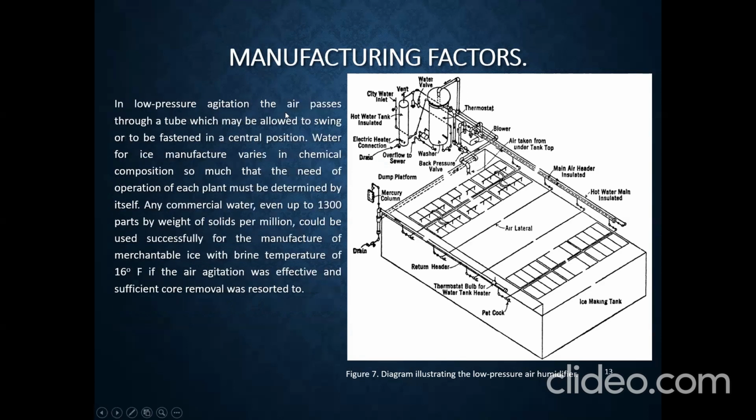In low pressure agitation, the air passes through a tube which may be allowed to swing or be fastened in a central position. Water for ice manufacture varies in chemical composition so much that the need of operation of each plant must be determined by itself. Any commercial water, even up to 1,300 parts by weight of solids per million, could be used successfully for the manufacture of merchantable ice with a brine temperature of 16 Fahrenheit if the air agitation was effective and sufficient core removal was resorted to.